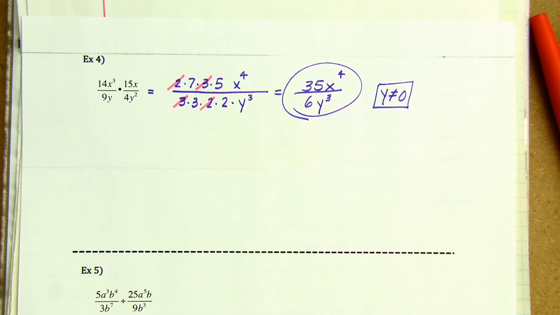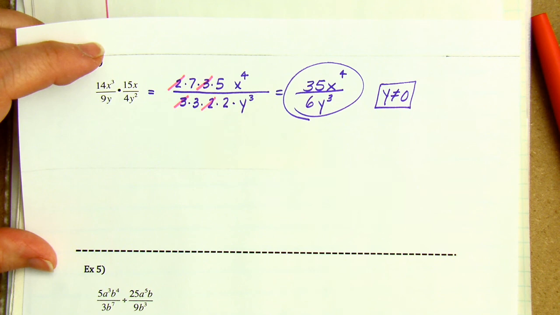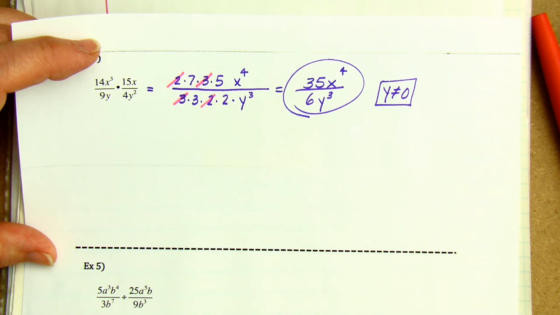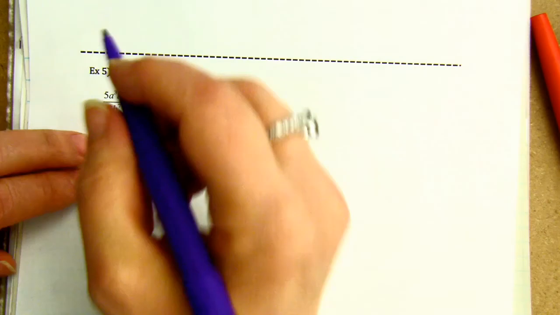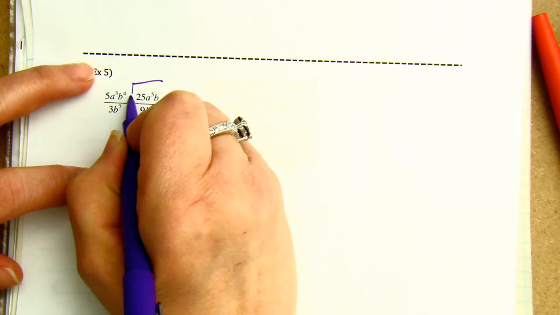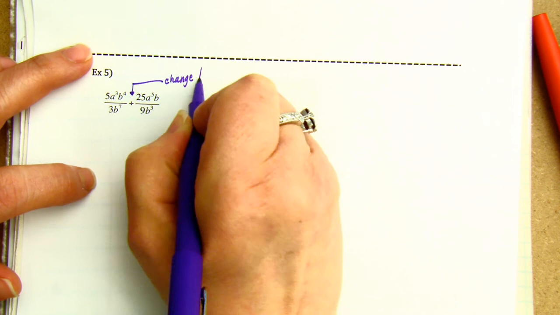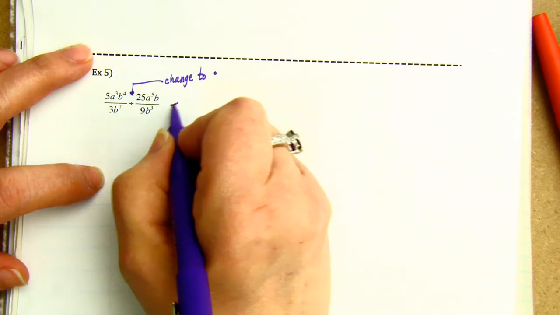All right. Example 5, that's a division one. Now, if you remember from the quarterly exam and the quick lesson that you received to be able to do those problems on the quarterly, you change the division to multiplication, right? Change to multiplication, and then you flip this fraction.